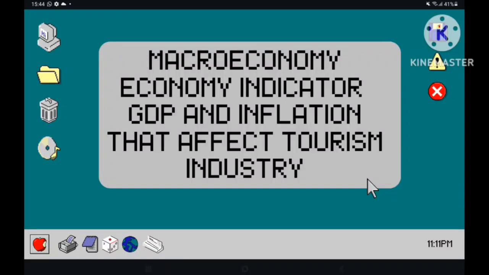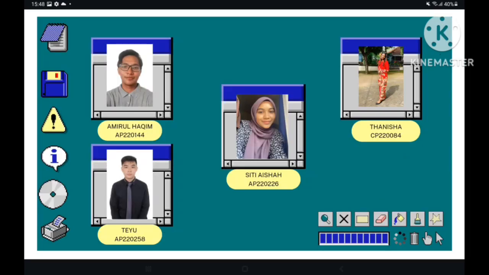We all want to present about the macroeconomic indicators, GDP and inflation, that affect the tourism industry. This is our team. First is Amirul Hakim Al-Hafiz, that's me. Second is Siti Aisha. Third, Tanisha. And the fourth is Teyu.